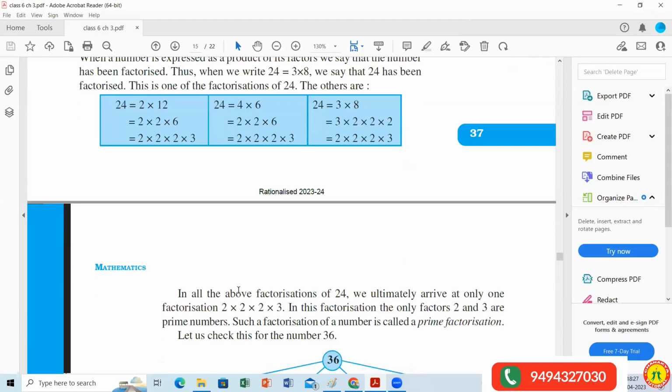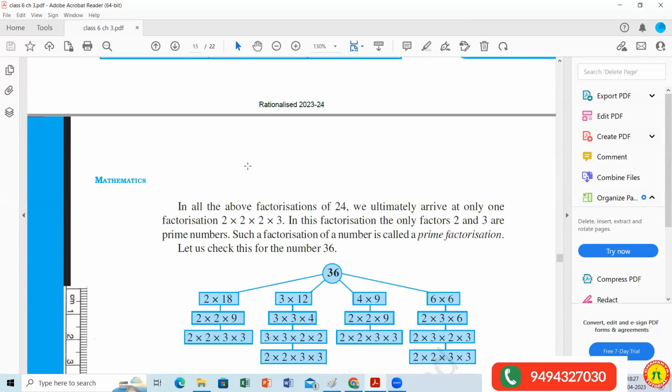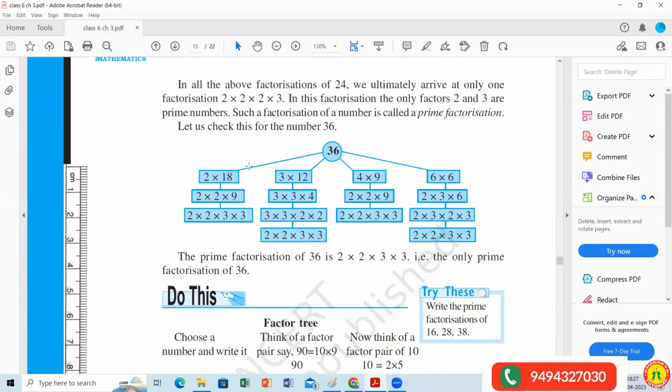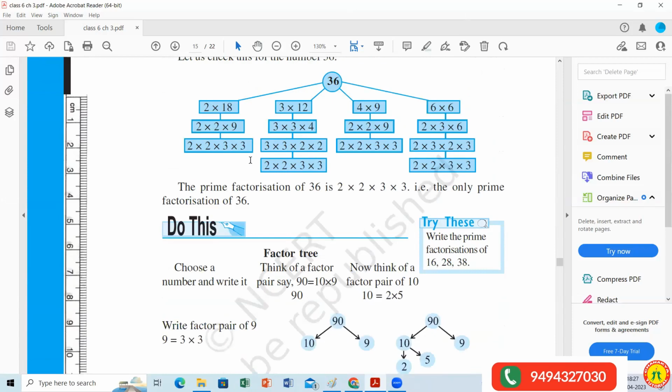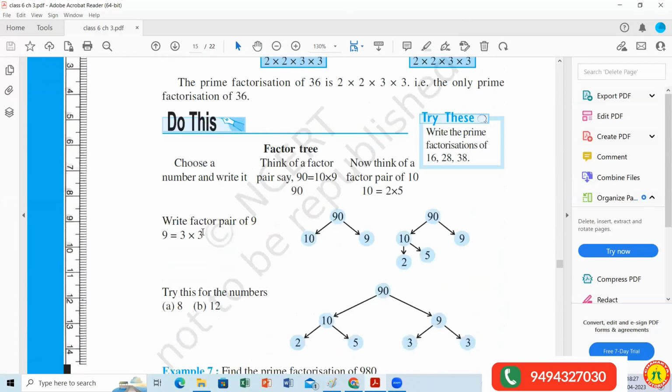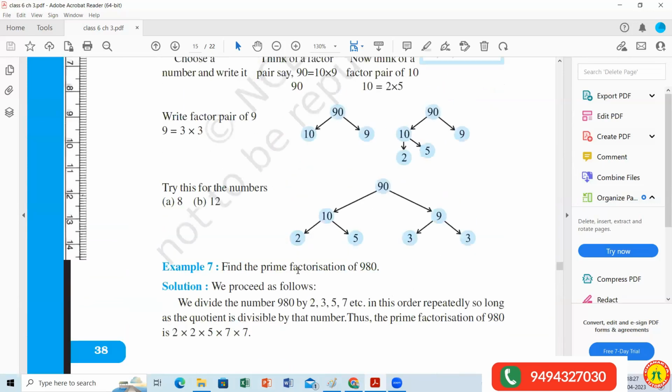Now prime factorization. How to find prime factorization? It's very important, children. Prime factorization can be done in both methods. One is the long division method, another one is the tree method. Your wish, you can do any method. Division method or factor tree method. This is the tree method, and this is the division method. Suppose we take the same number, 980.